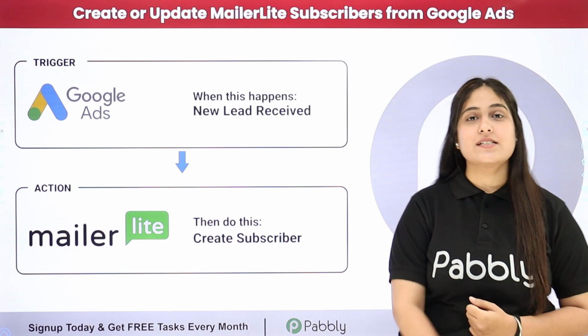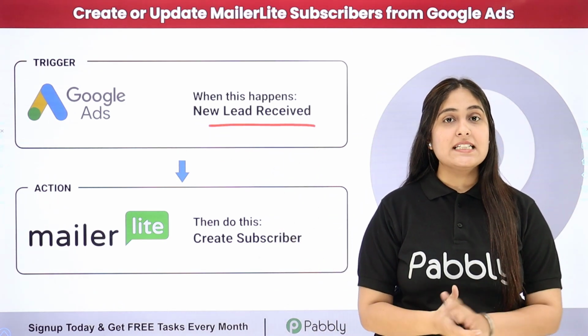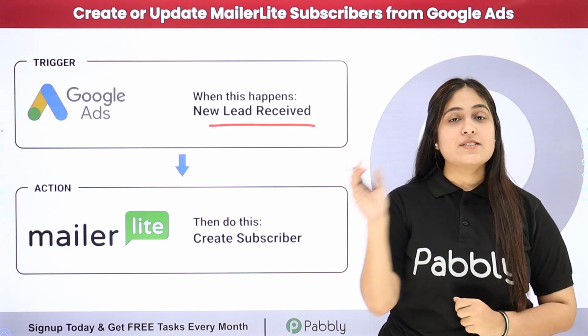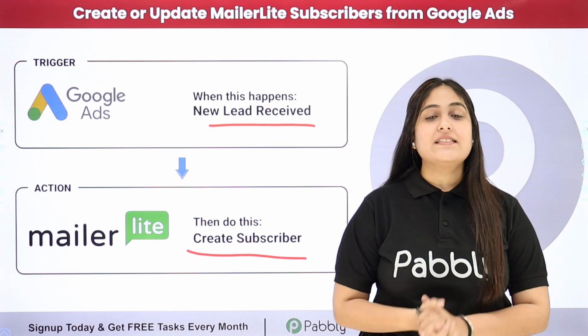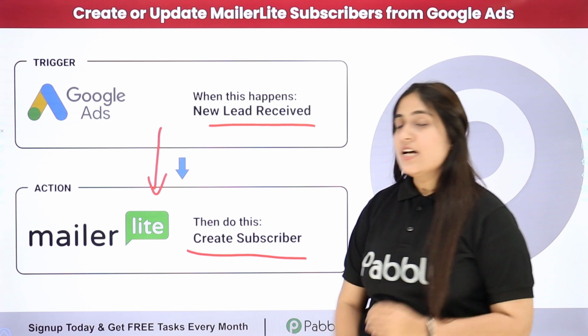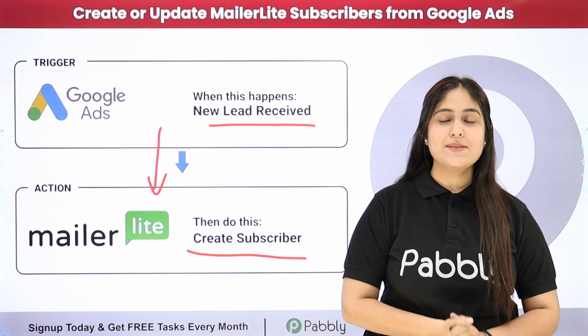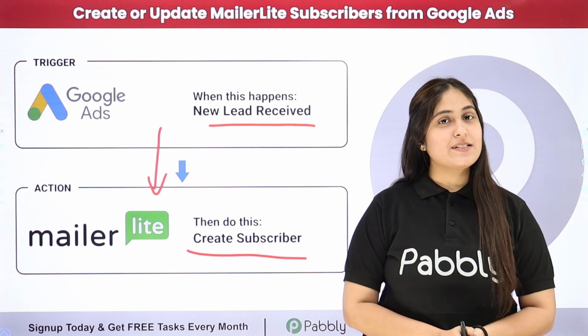My objective is that whenever I receive a new lead through my Google Ads, then automatically, using the lead details, that lead is going to be added as a new subscriber in my MailerLite account. To automate this entire process, I need to connect my Google Ads with my MailerLite account using an automation software named Pabbly Connect. So to learn this process step by step, let me take you to my screen.